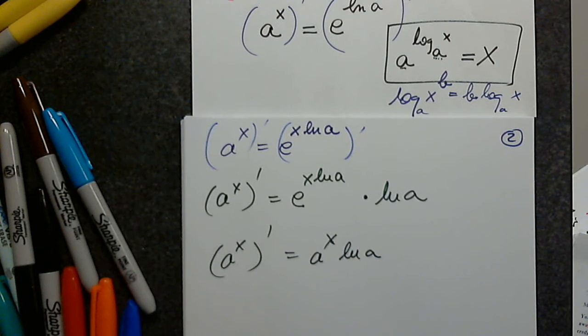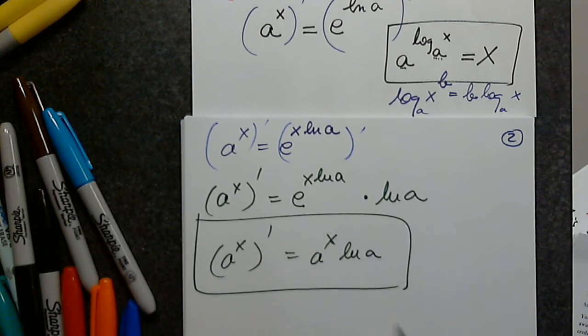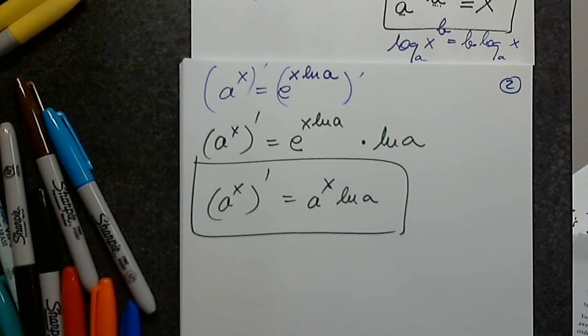What if I change a into e? What will I get? Because natural log e is 1. So this is the case in which the base is not e.